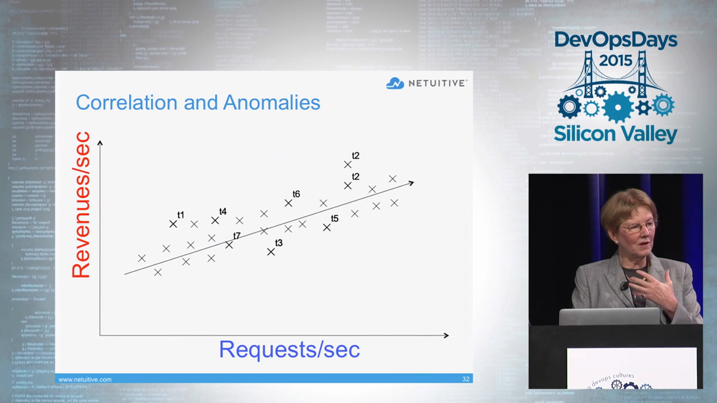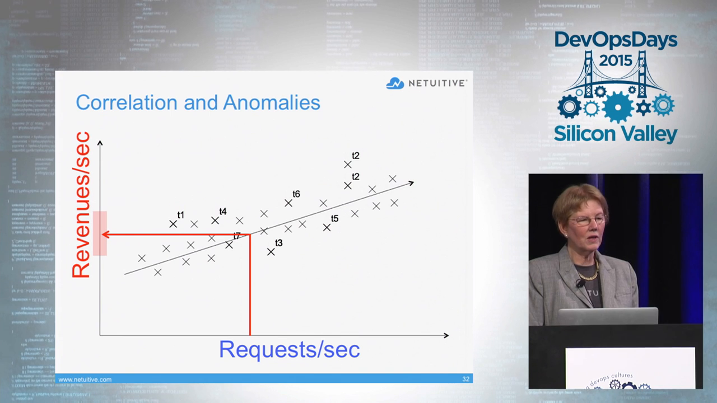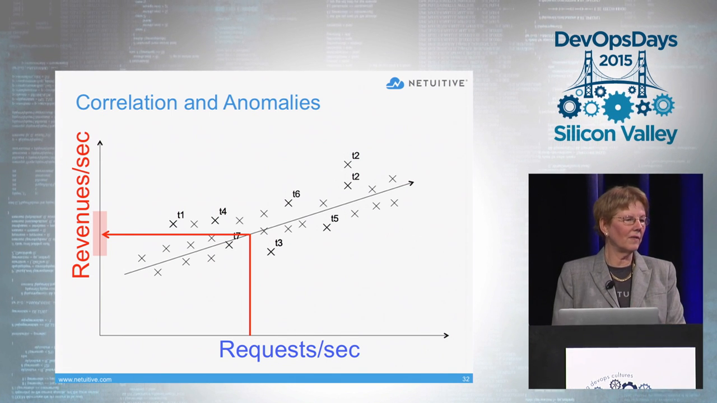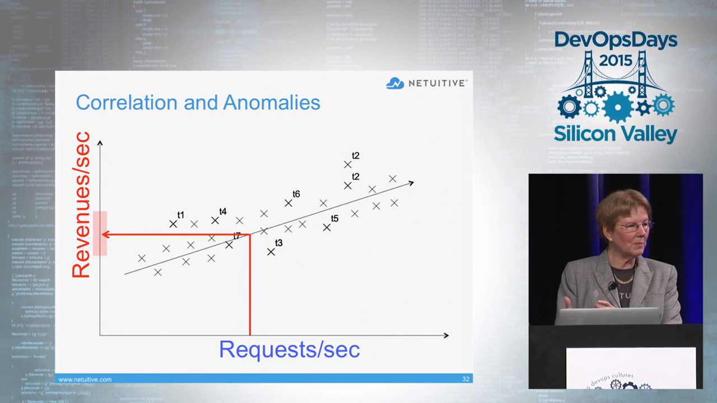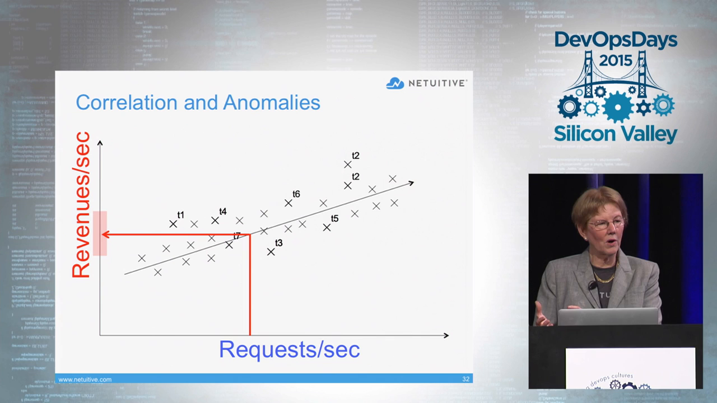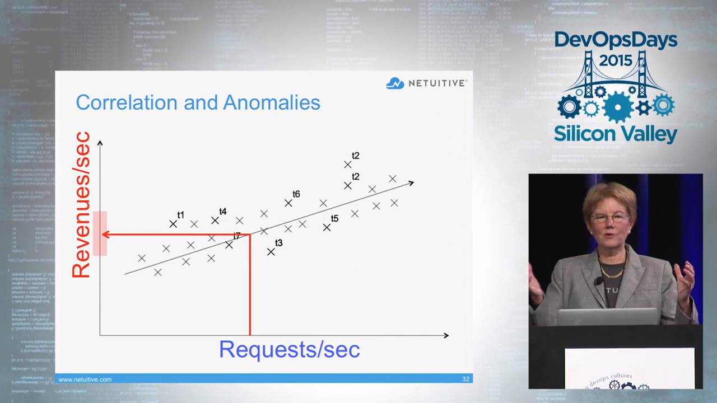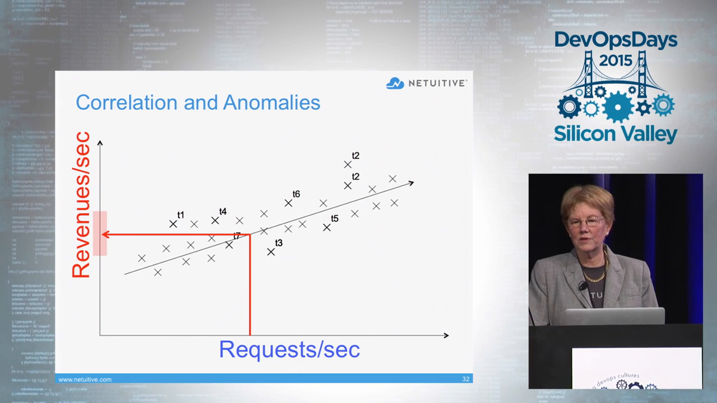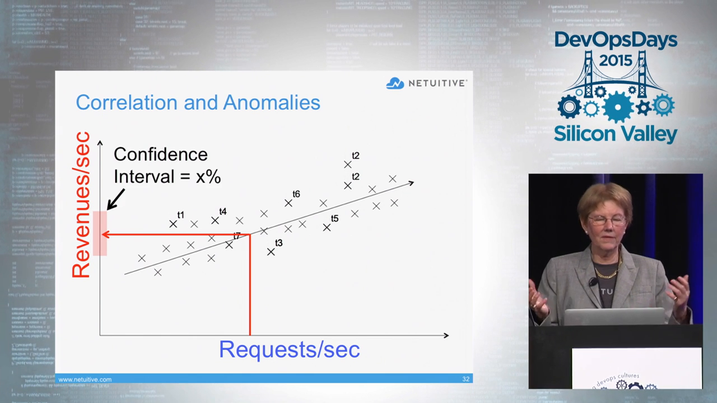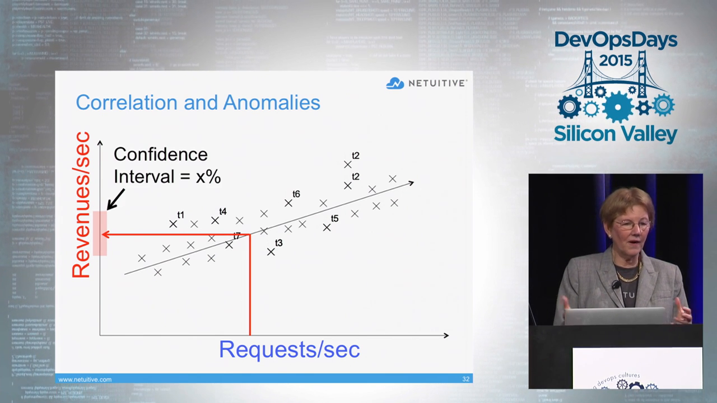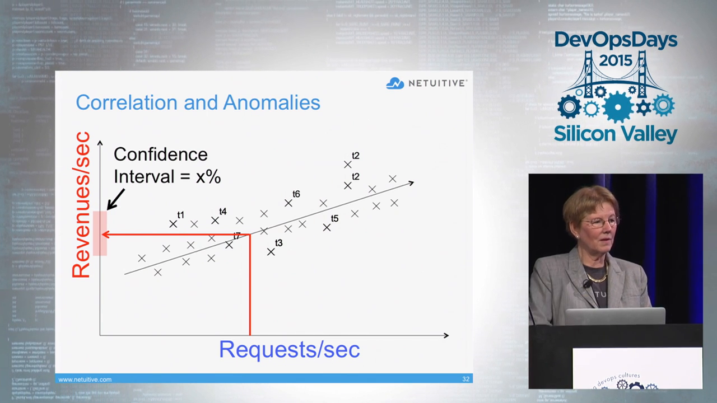This is information about the interaction of these two things. You can use that information to predict where you would expect the other one to be given the value of the first one. So you've got a prior, so to speak, in Bayesian terminology: the requests per second, and then a dependent variable, which is revenue per second. Let's assume this is a website and you're making purchases on it. Then you can reasonably expect, given some level of confidence, which you could specify, and the level of confidence will influence the width of the expected band, the band of normalcy, you might say.